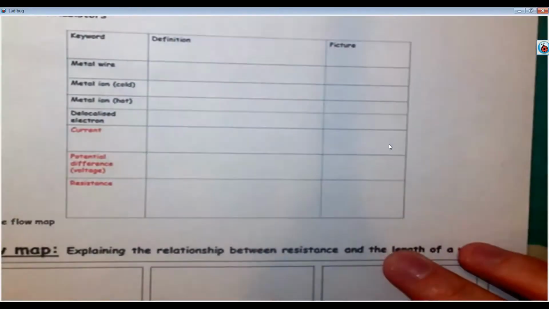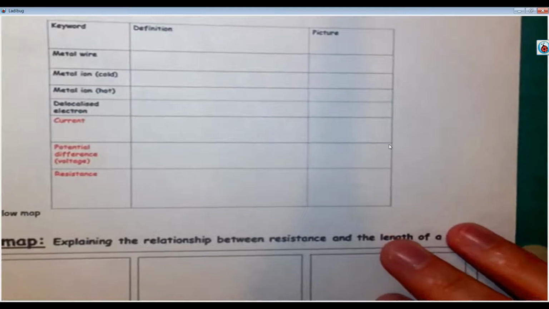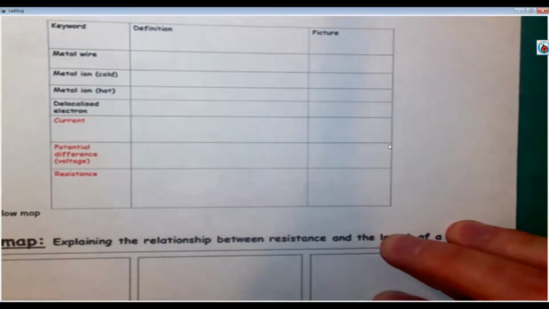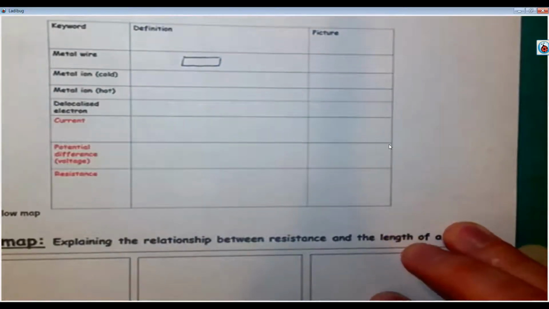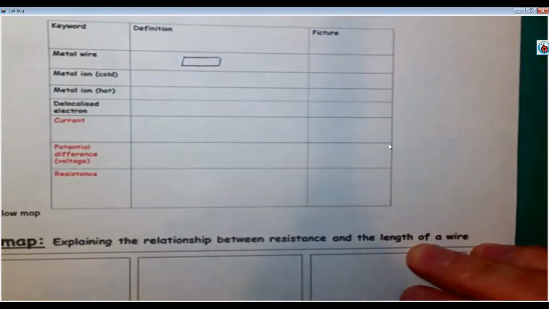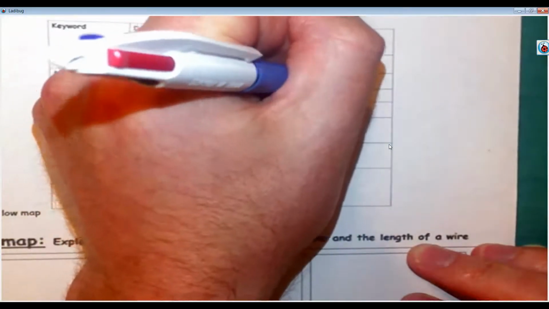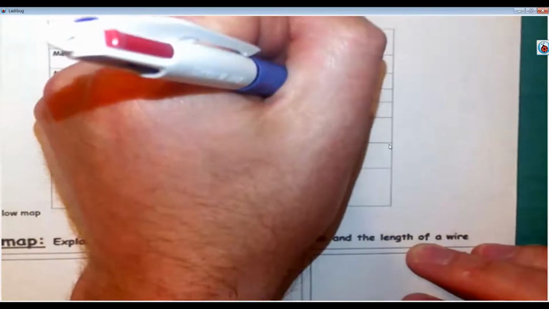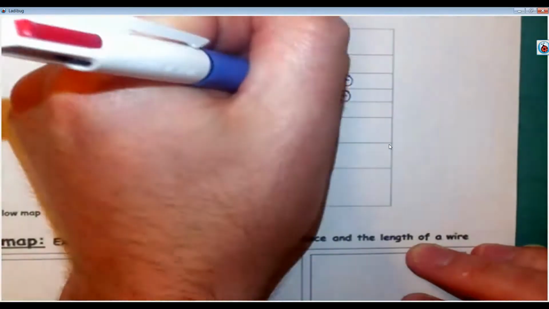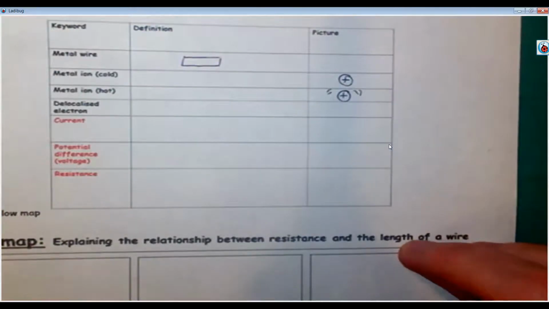Okay, so we've got some symbols and signs first of all. So in this case, a metal wire, the picture looks like that. A metal ion is a circle with a plus in it. When it's cold, when it's hot, the circle with a plus in it has got a couple of commas around it to show that it's moving quite quickly.